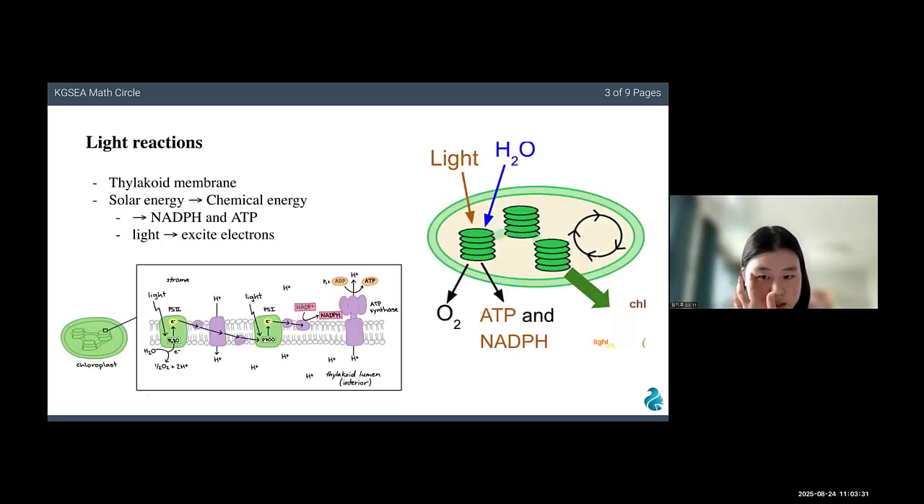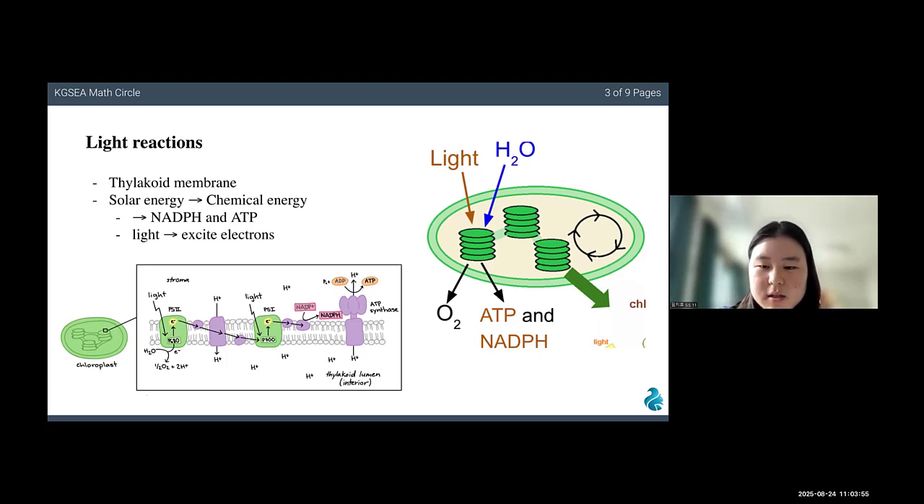The first stage is the light reactions, which occur in the thylakoid membrane inside the chloroplast. Here, solar energy is converted into 2 types of chemical energy. ATP, short for adenosine triphosphate, which is the main energy carrier in cells. NADPH, which is another energy molecule that carries electrons.